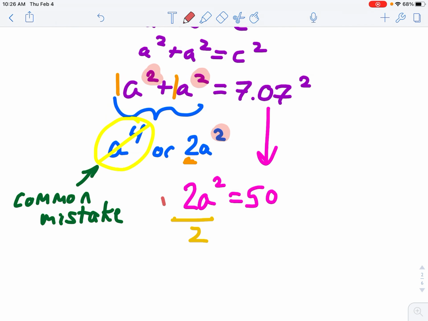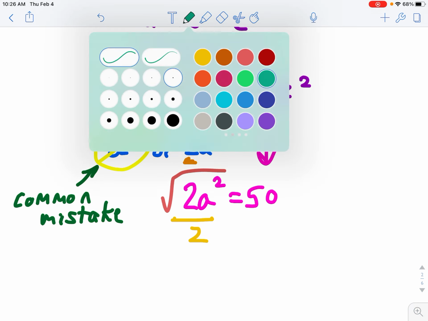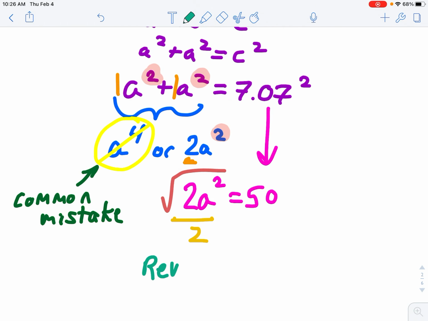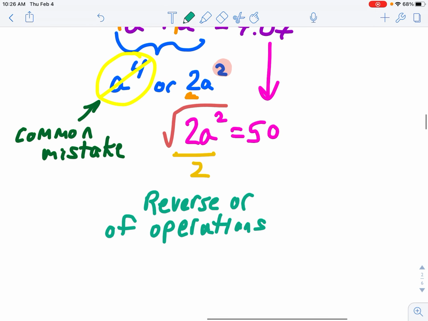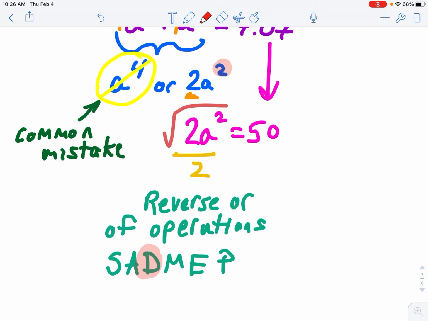Oops, hold on. Didn't mean to erase that. All right, remember, reverse order of operations. I know some of you want to do the square first, but you do SADMEP. So you're actually going to do the division first.